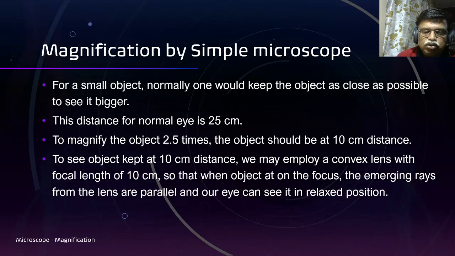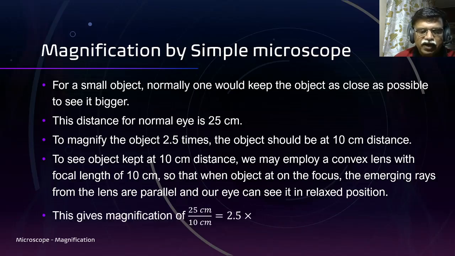So if I use a focal length of 10 centimeter, then I can keep the object as close as 10 centimeter, and I will see that as a big object. So this gives typically a magnification of 25 centimeter divided by 10 centimeter, that is 2.5x. If I keep the object at 5 centimeter, then I'll need a lens with a focal length of 5 centimeter, and in that case the magnification is going to be 25 divided by 5, that will be 5x magnification.